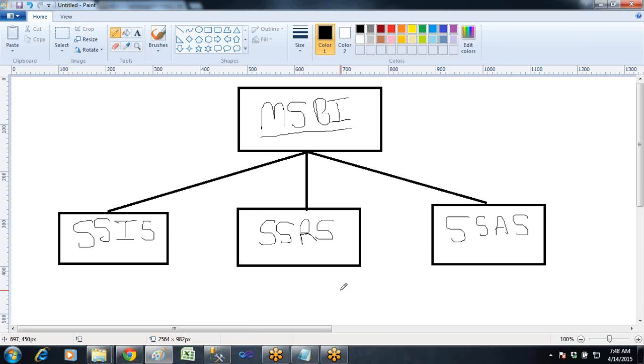In order to do the analysis, first of all, what do I need? Data. The data can be fetched, transformed, and retrieved with the help of SSIS. The main purpose of this one is data moving or data loading. Data moving is a general terminology, data loading is the technical terminology.